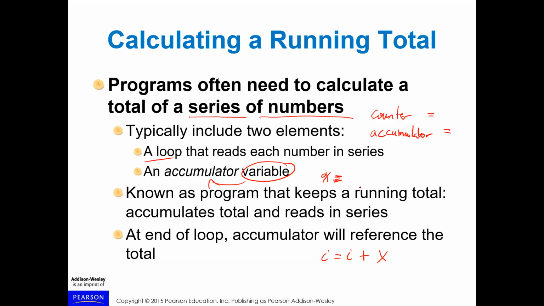So for instance, in this running total, I'm assuming you're entering sales for the day. So then sale, right? And you input. So we'd say like input, right? In the input prompt, sale. And so the employee of the company would enter a sale into x, and then x gets added into this, and that's why it's called an accumulator. It's known as a program that keeps a running total, accumulates the total, and reads in a series, okay? At the end of the loop, the accumulator will reference the total, and that's basically the general idea there.